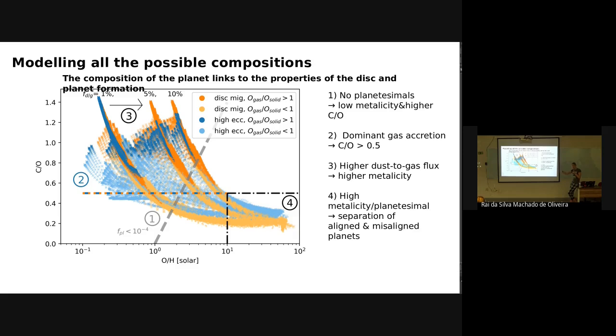And even if you have a very high dust to gas ratio, like 10% dust relative to the gas, even then you will only ever end up no more than 3 times solar, and you will also have a very high carbon to oxygen ratio relative to the other systems.